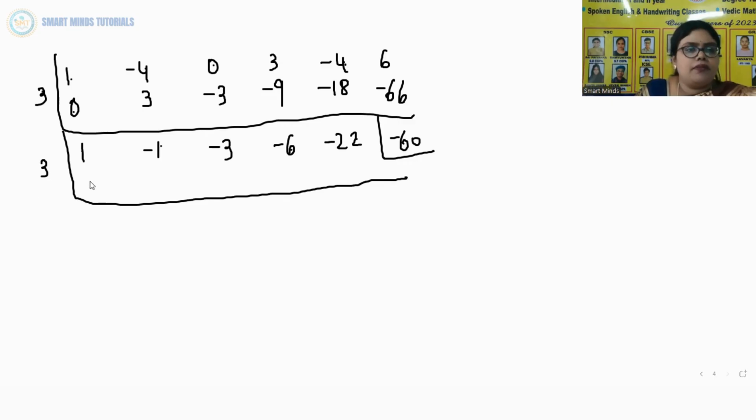Again we take 3. We take 0 over here. 1 plus 0 is 1. 1 into 3 is 3. Minus 1 plus 3 is 2. 2 into 3 is 6. Minus 3 plus 6 is 3. 3 into 3 is 9. 9 minus 6 is 3. 3 into 3 is 9. Minus 22 plus 9 is minus 13.